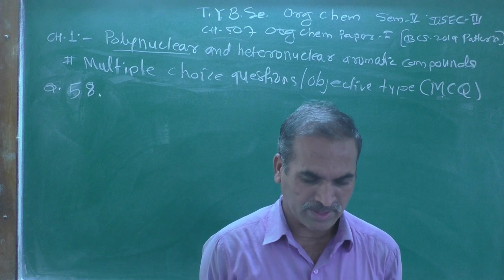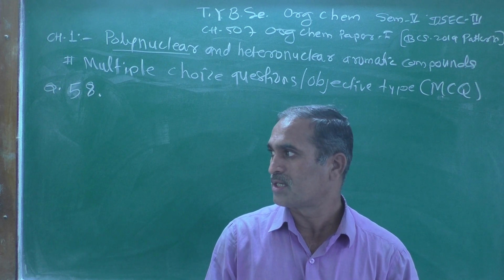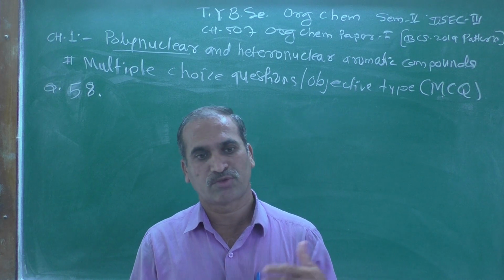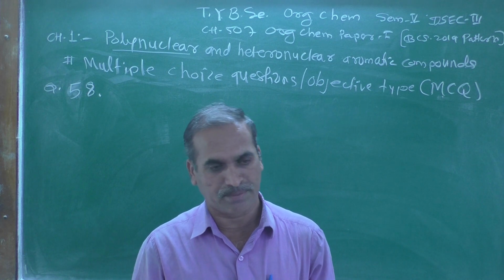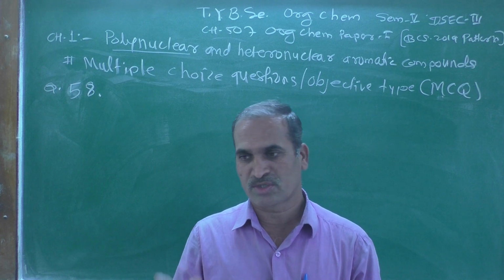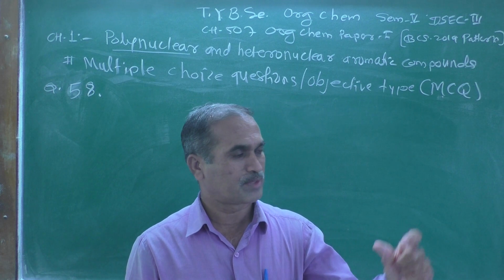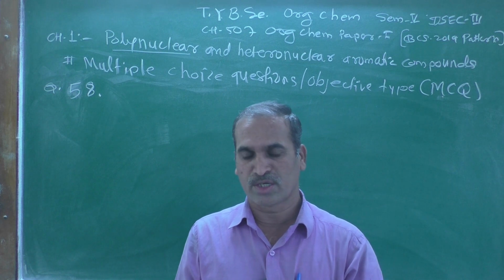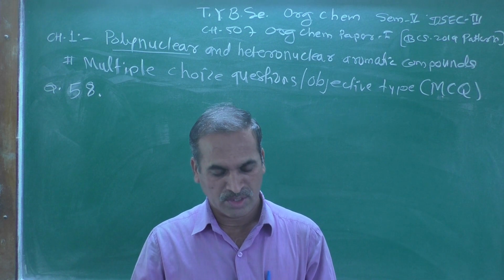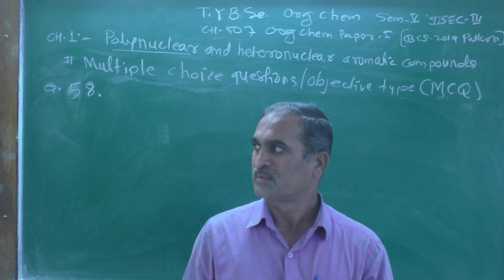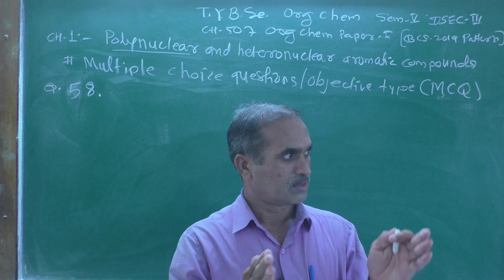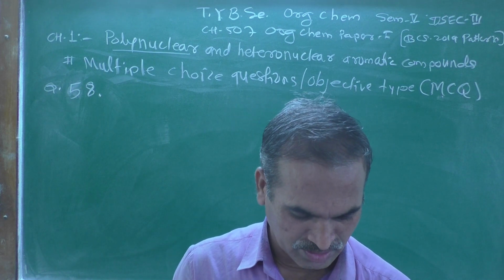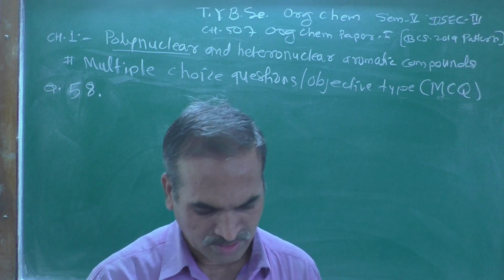Do you remember what we were discussing yesterday? I think yesterday we were discussing the multiple choice or objective type questions based on chapter number 1. The name of that chapter is the polynuclear and heteronuclear aromatic compounds. So far we have covered 57 questions, and now from question 58 onward we are going to see.